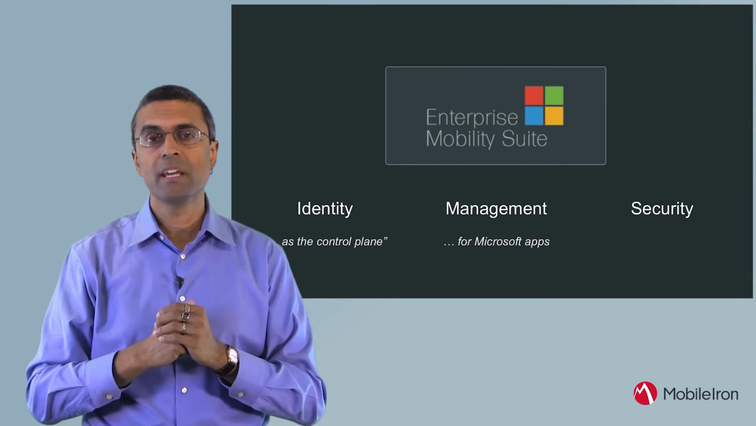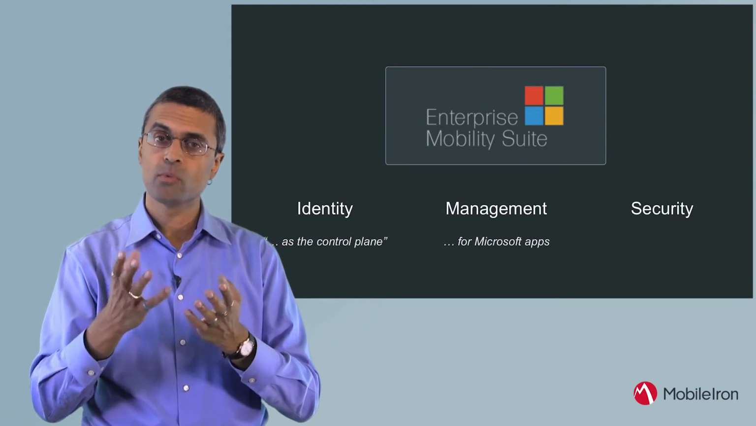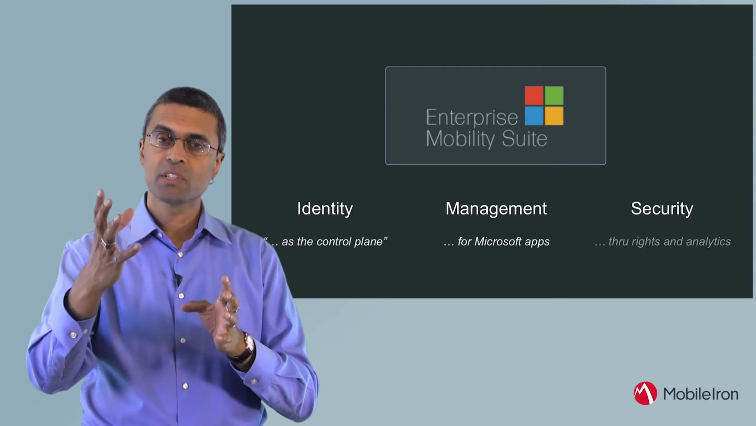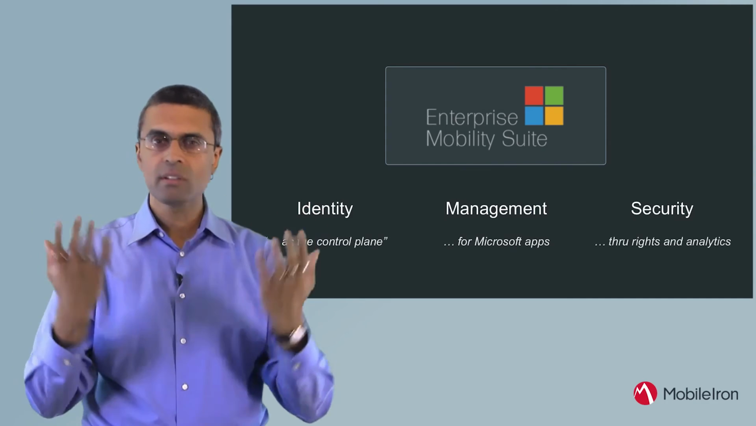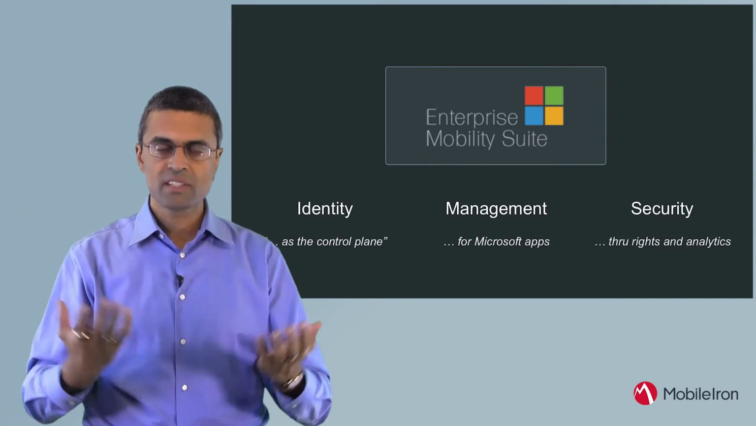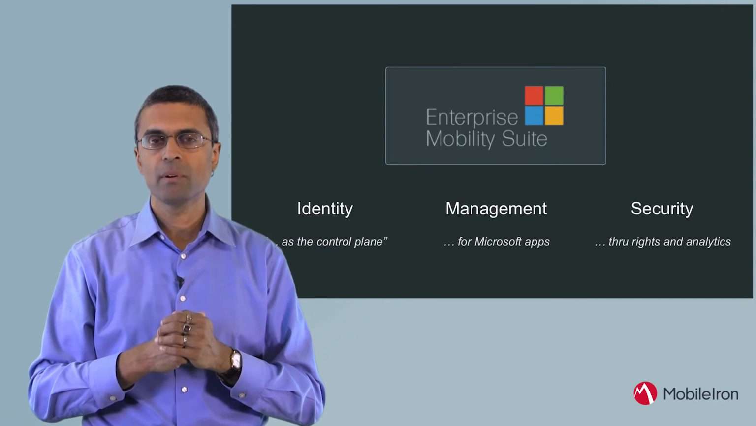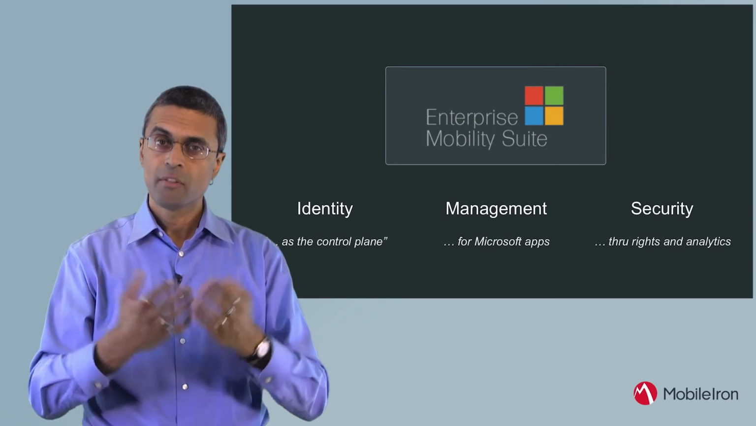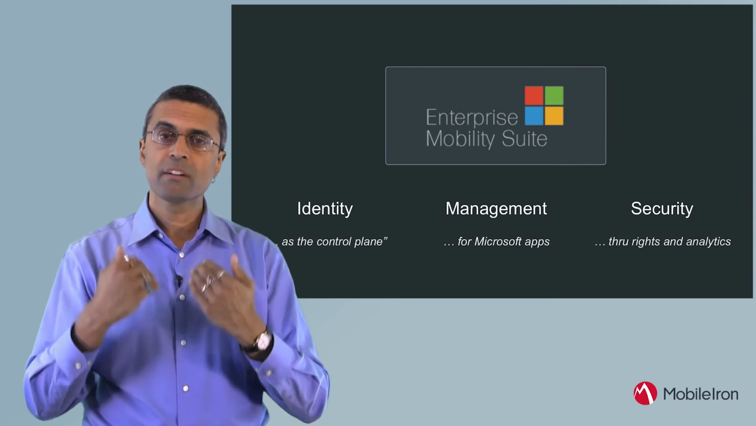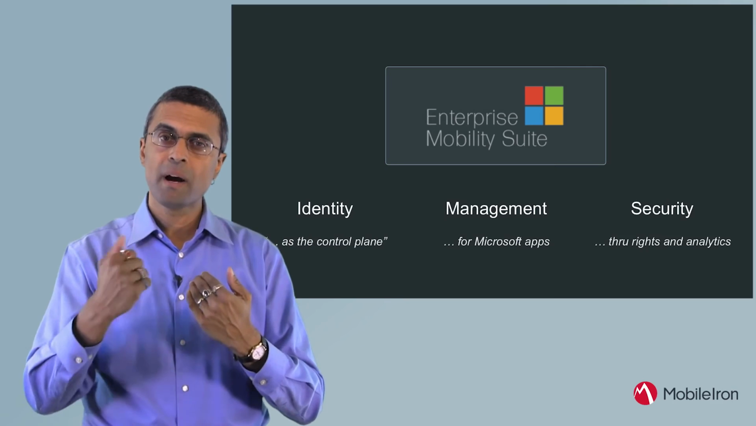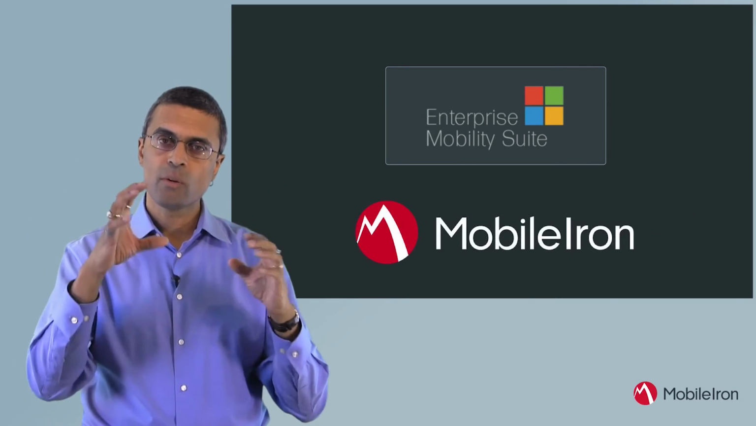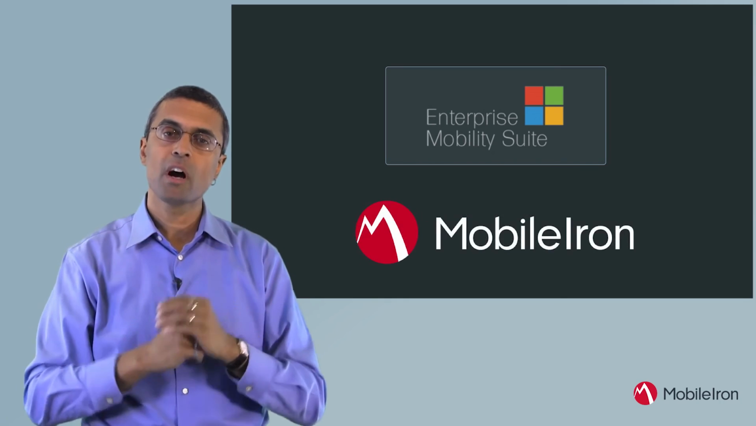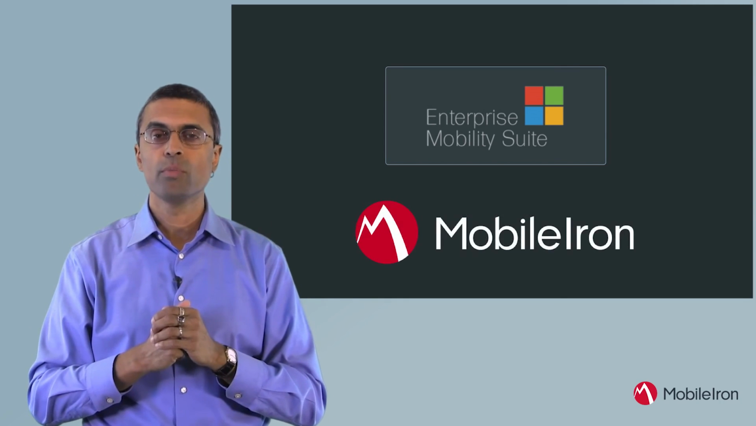A third part of EMS is Azure Rights Management, which allows you to attach rights to specific documents so only particular people can take actions on them. Undoubtedly, there will be other more extensive security capabilities that get built up in EMS over time as well. But for our customers, the important thing for them to remember is if they end up buying Microsoft EMS, it has a whole host of capabilities that will act in concert and be very complementary to what they're doing with MobileIron in their environment.